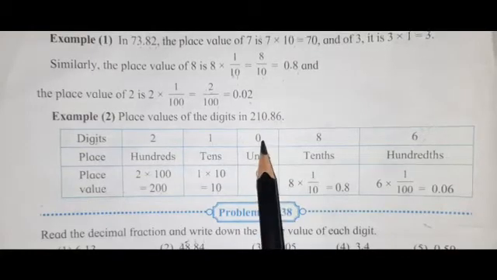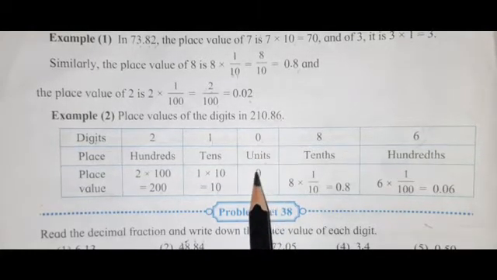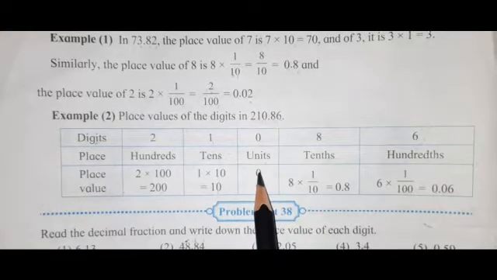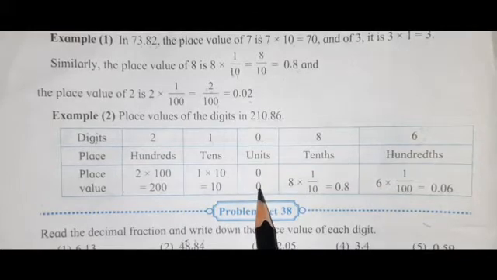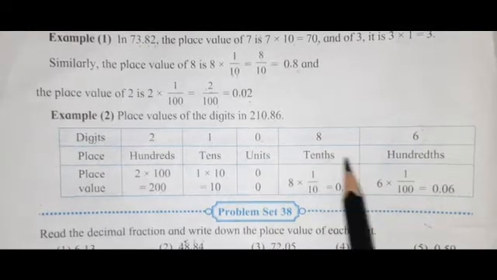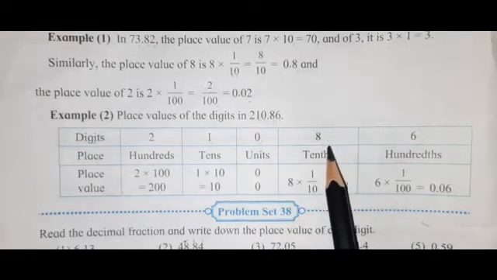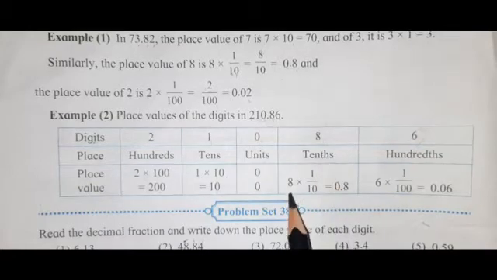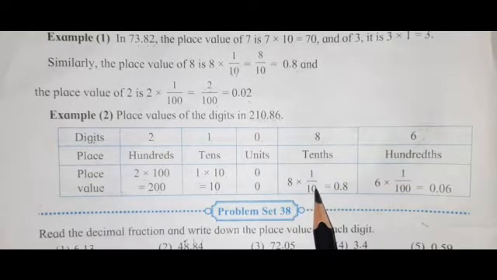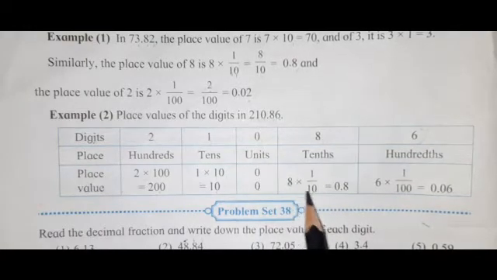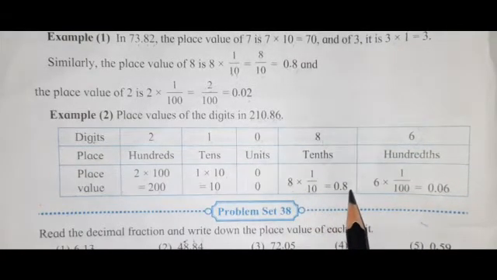Now place value of 0. The place value of 0 is 0 multiplied by 1, and when 0 is multiplied by any number, the answer is 0. So the place value of 0 is always 0. Now place value of 8. 8 is at the tenths place. So 8 into 1 upon 10, and 8 into 1 upon 10 means 8 by 10. 8 by 10 is equal to 0.8.